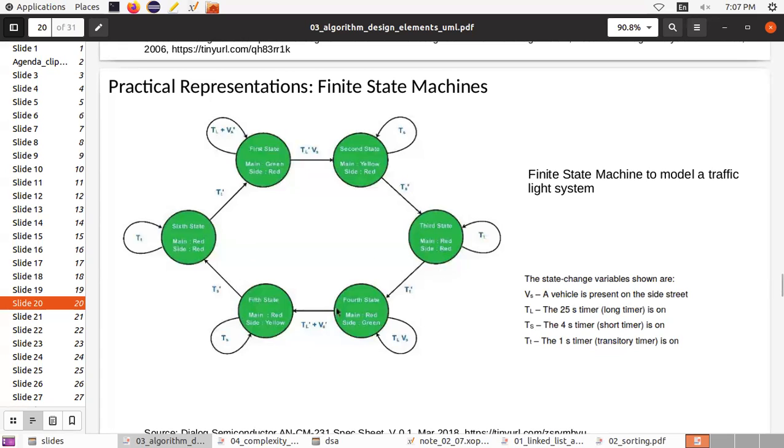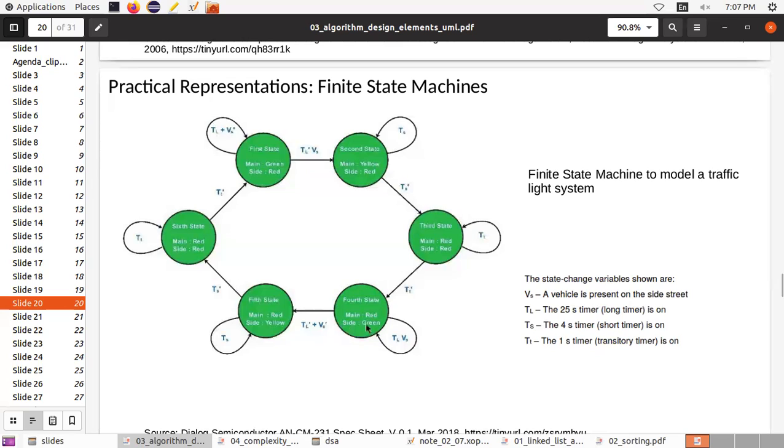Okay, so the first state is this one where you begin, and it says the main road has green light, the side road has red light. Okay, the second state is main road has yellow light, side road has red light, and so on and so forth. Okay, main road has red light, side road has red light, and then main road has red light, side road then has green light. So only after both the roads are red can one of the roads' state be changed.